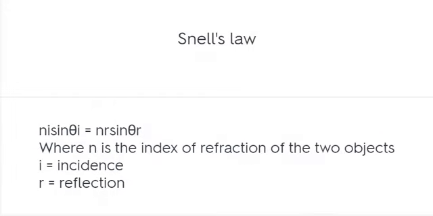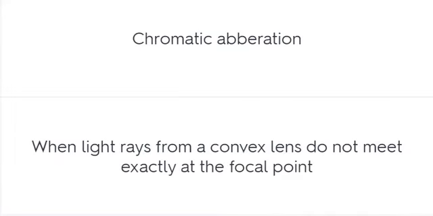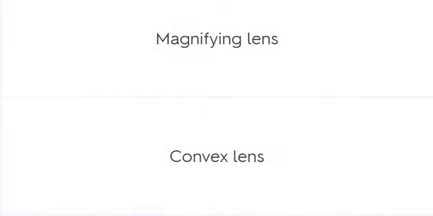Snell's law. ni sin(i) equals nr sin(r), where n is the index of refraction of the two media, i equals incidence, r equals refraction. Chromatic aberration. When light rays through a convex lens do not meet exactly at the focal point. Magnifying lens, convex lens.